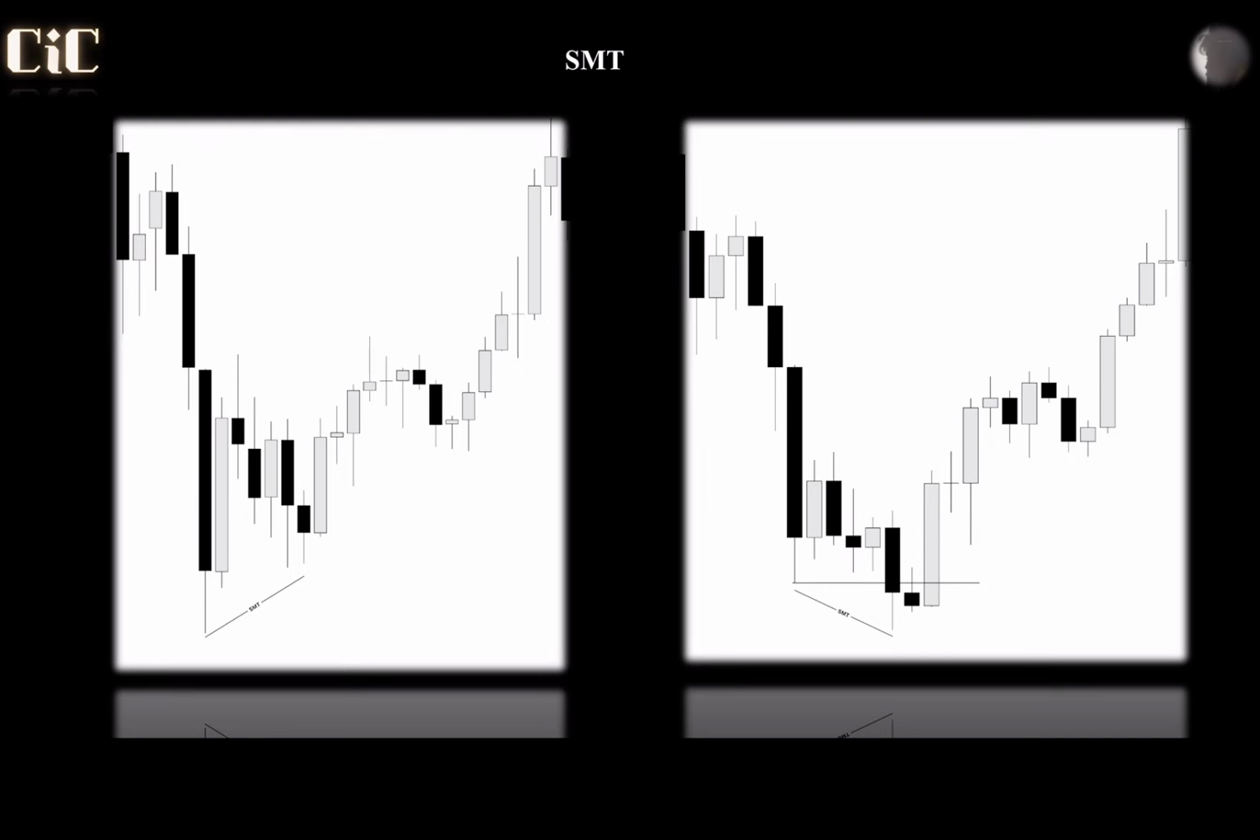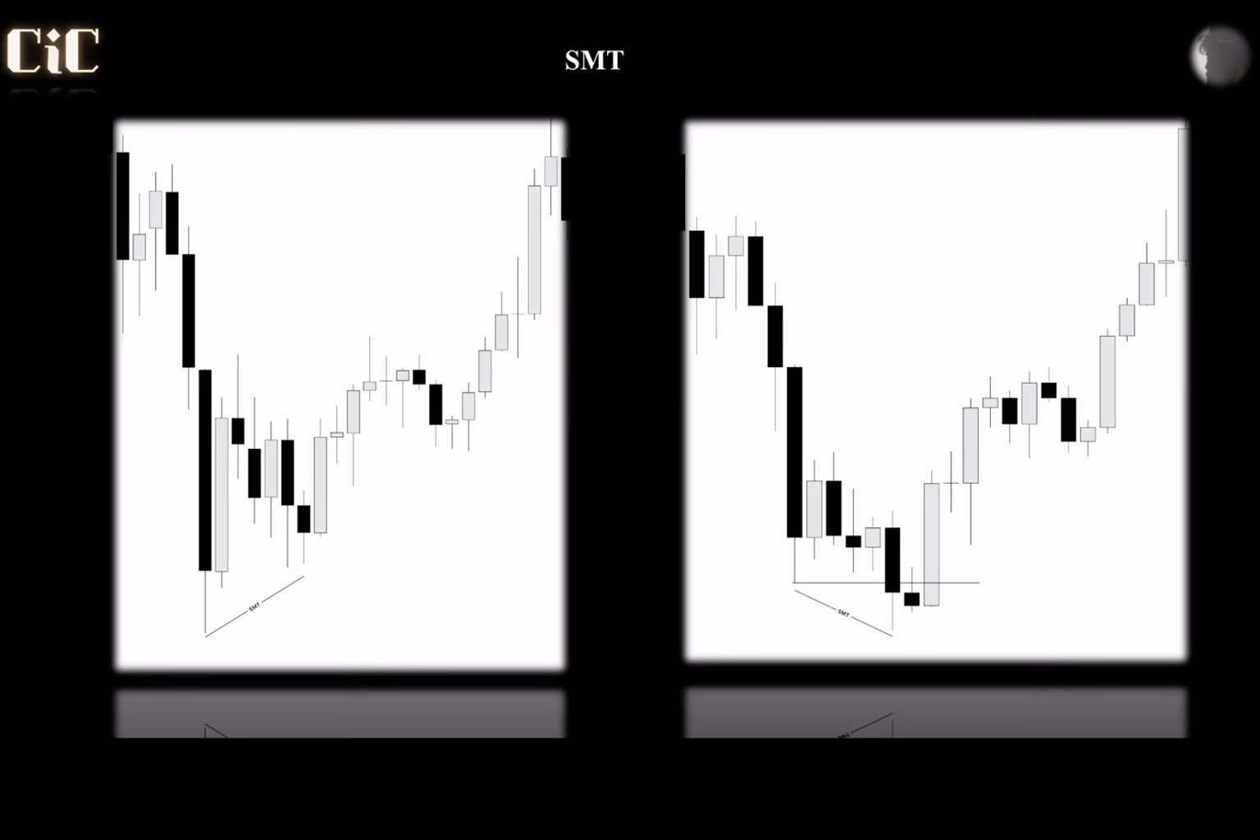To finish off this terminology lesson, which has gone a bit farther than I wanted, SMT. Now, SMT is when one asset class takes the low, the CRT low, and the other asset class doesn't take the low. And that usually indicates heaviness in one specific asset class over the other.